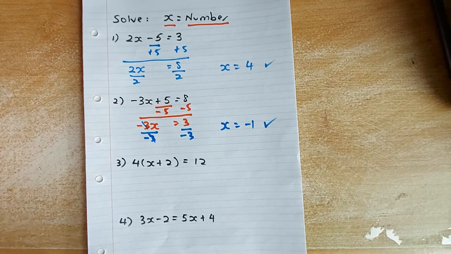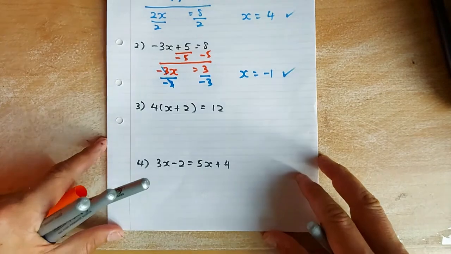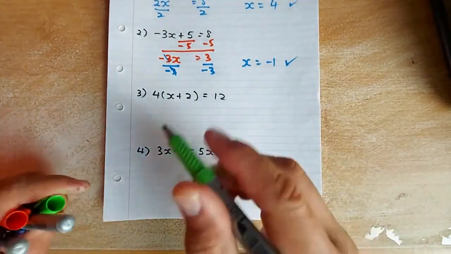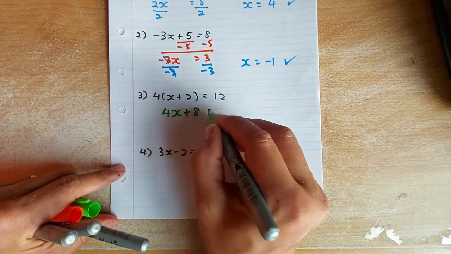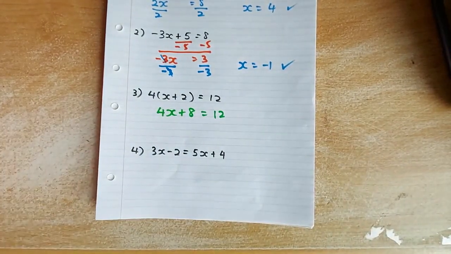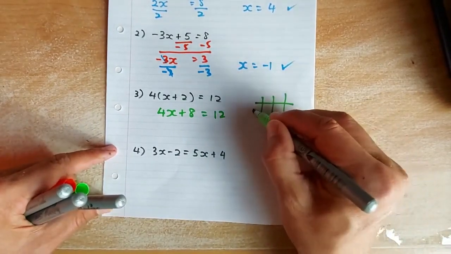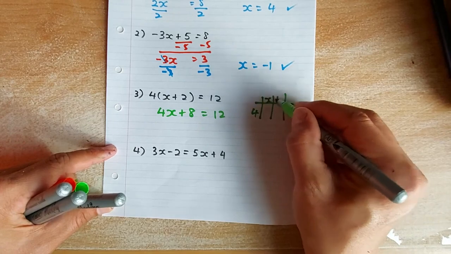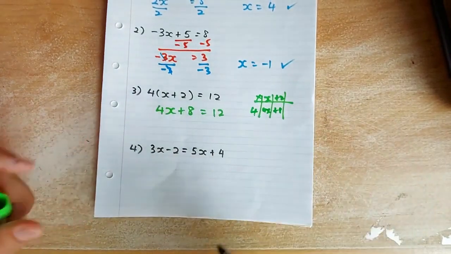Okay, question 3, there are a few ways to do it. I would personally like to expand the bracket. When you expand, it's going to be 4x plus 8 equals 12. Let me show you the expanding. To expand, we're going to do 4 times x plus 2. When you multiply, that becomes 4x plus 8. So that's how we get 4x plus 8.